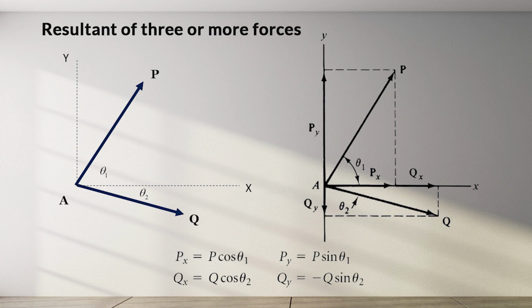The x and y components of P and Q can be found by equations as follows. Px equals P times cosine of theta 1, Py equals P times sine of theta 1, Qx equals Q times cosine of theta 2, Qy equals negative Q times sine of theta 2.